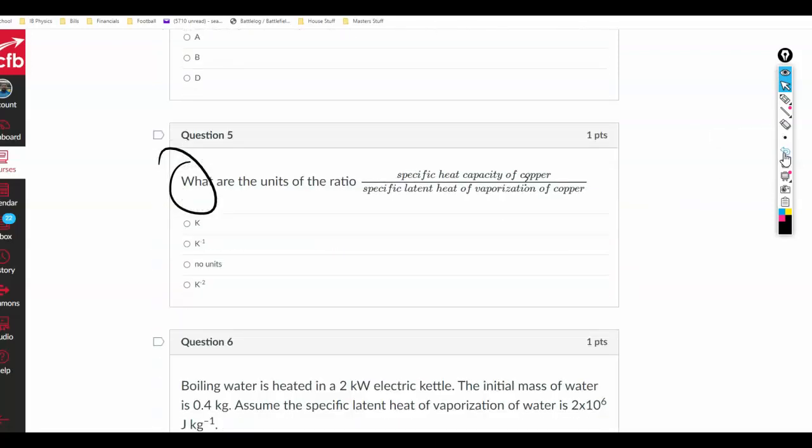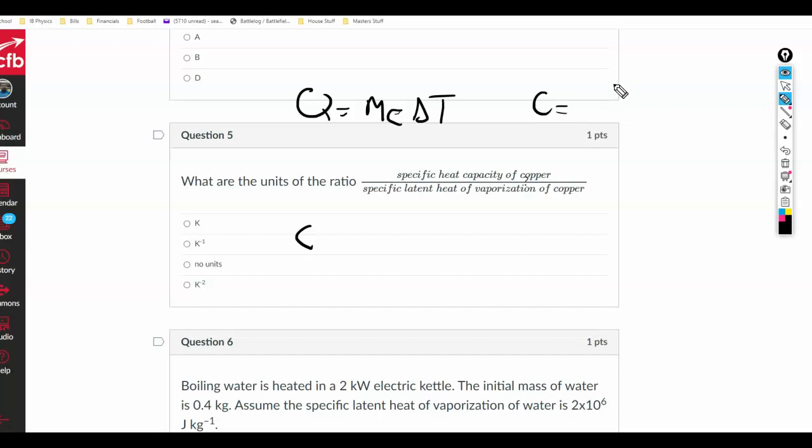Okay, question 5. What are the units of the ratio of specific heat capacity of copper to specific latent heat of vaporization of copper? So really, this is just a unit question. If you don't remember the units of something, that's perfectly fine as long as you know how to find it. Remember, you take some equation that has that value in it, and then you just plug units into the equation. So if you rearrange this equation, you can see the units for C are going to be joules per kilogram Kelvin.